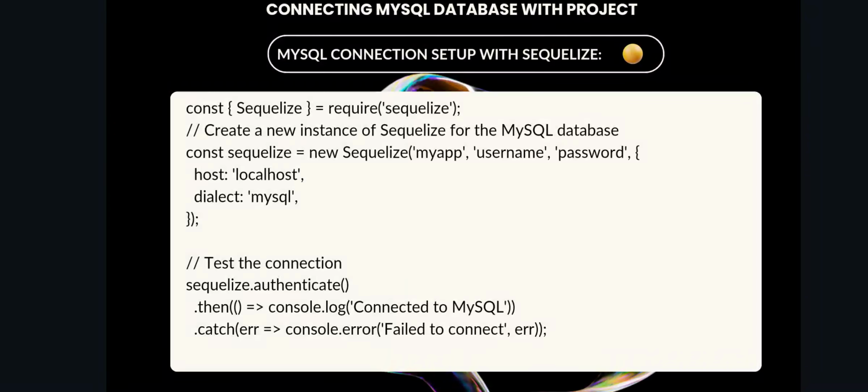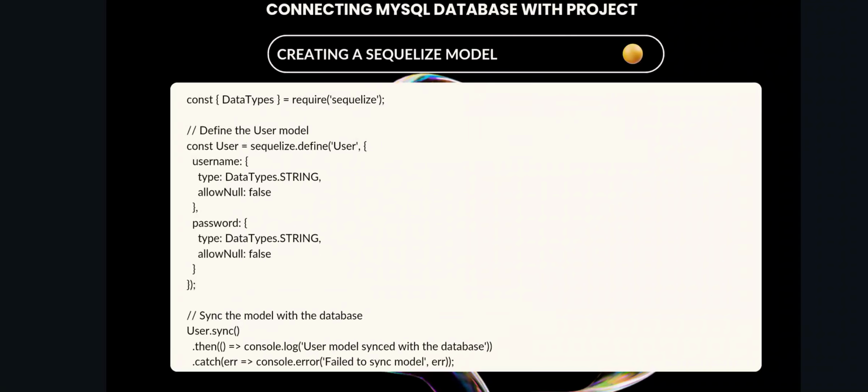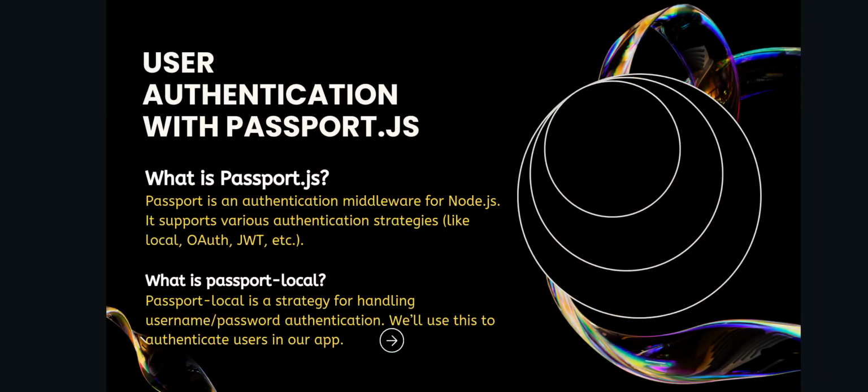After that, how to test: this is the test connection, sequelize.authenticate. You can test your connection to see whether the database is connected to your project or not. And creating a Sequelize model. You need this structure for defining your model to create in your project.